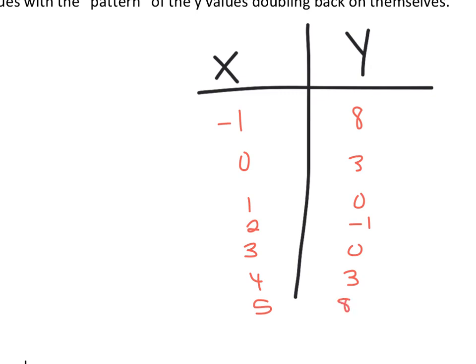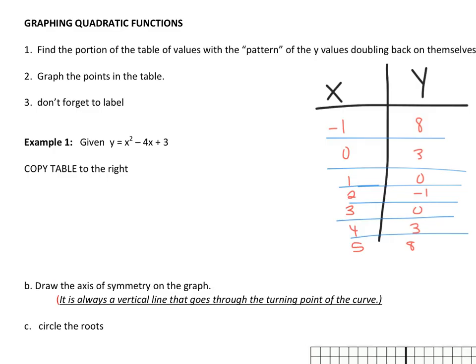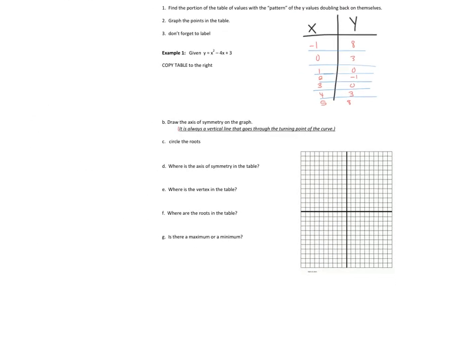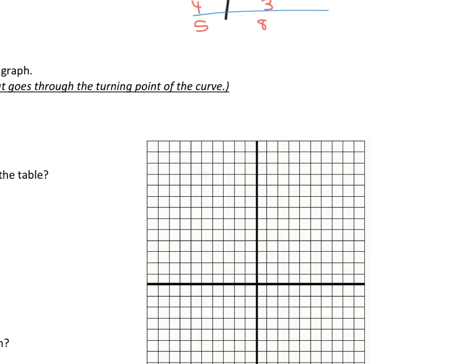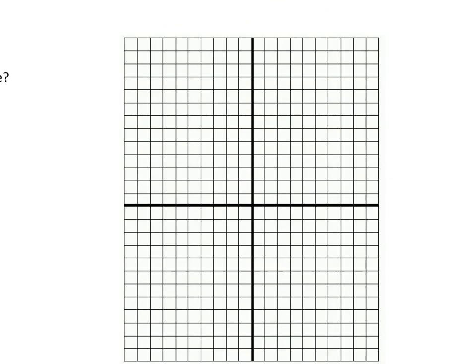This is the type of pattern we want to see. We want to see these numbers repeat themselves, and we just copied our table to the right. So now we're going to go to our graph, and we're going to plot these points. So you should have this table written down. Write this down right now. Hit pause so you can write it, so you can see where I'm plotting.